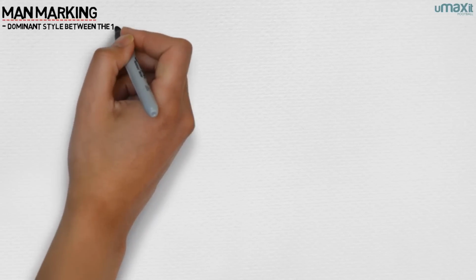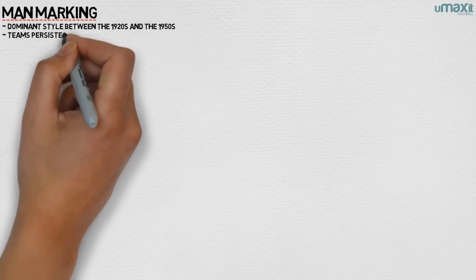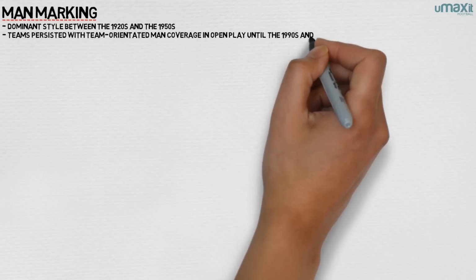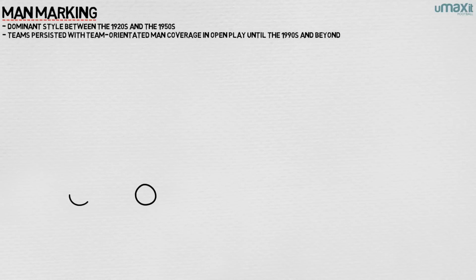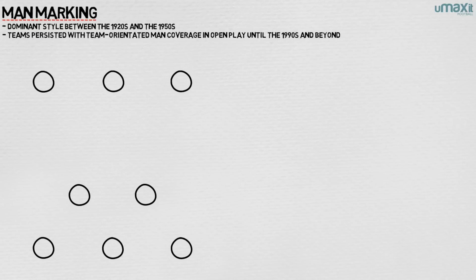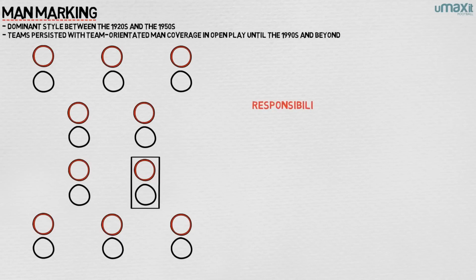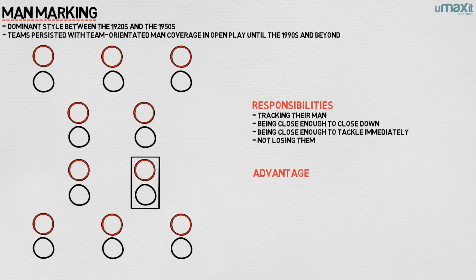Man marking was the dominant style between the 1920s and the 1950s, but teams persisted with team-orientated man coverage in open play until the 90s and beyond, especially in Germany. The system originated with the classic WM formation, because two teams employing the WM essentially covered each other by default. Each player was responsible for tracking their man, being close enough to close and tackle immediately and not losing them. The advantages are clear. It's straightforward to pick someone and stay close to them wherever they go.